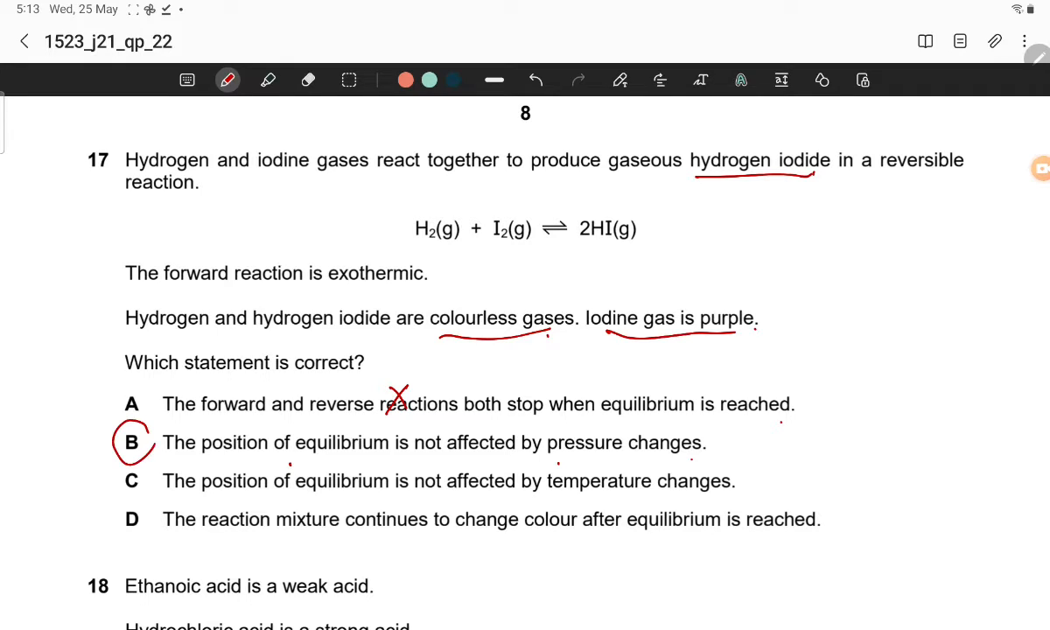The position of equilibrium is not affected by the pressure change. Yes, it is correct because there are the same number of moles on both sides. Over here 2 moles and over here also 2 moles. So increasing pressure does not affect the position of equilibrium. So B is correct. The position is affected by the temperature change, so that is incorrect. Continues to change color after equilibrium is reached, incorrect.